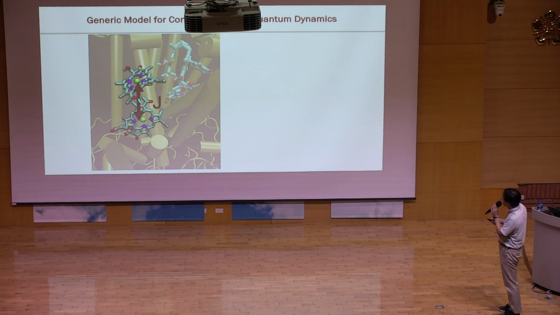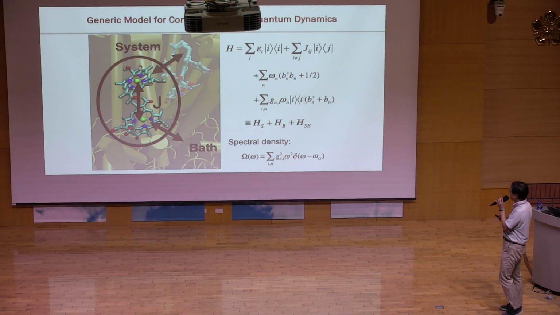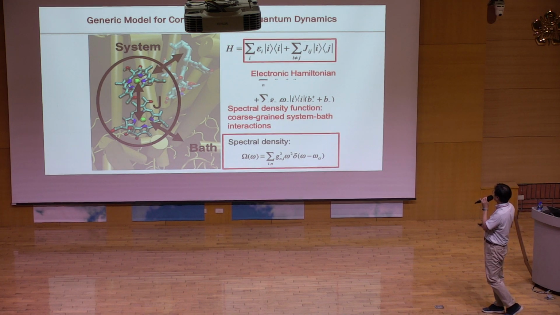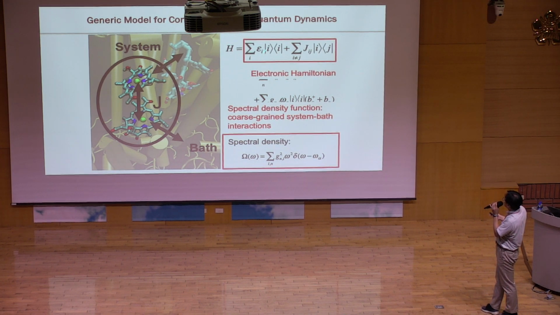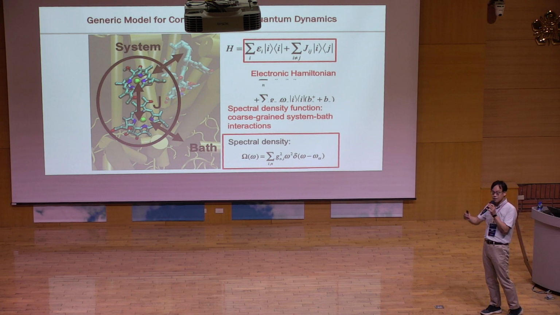Basically, we consider molecules in a condensed-phase environment as two-level systems with coupling between them. So we have a system Hamiltonian, electronic Hamiltonian, and we model the environment as a bunch of harmonic oscillators, and we have a bilinear system-bath coupling here. The key parameters here are the electronic Hamiltonian, including site transition energies and the coupling between those sites, and also spectral density, that's weighted density of states of the system-bath interactions.